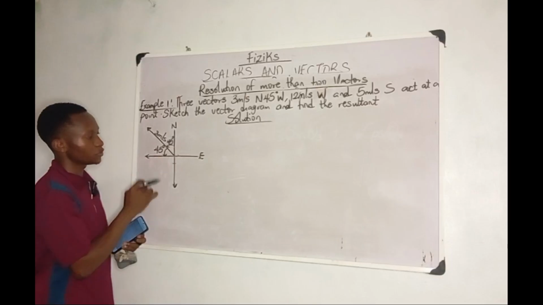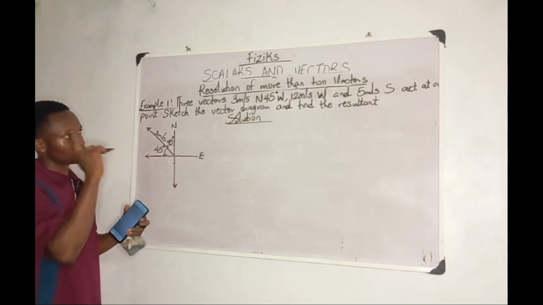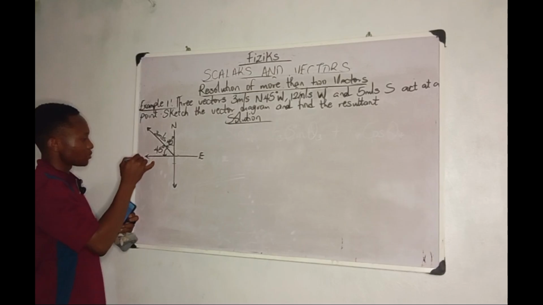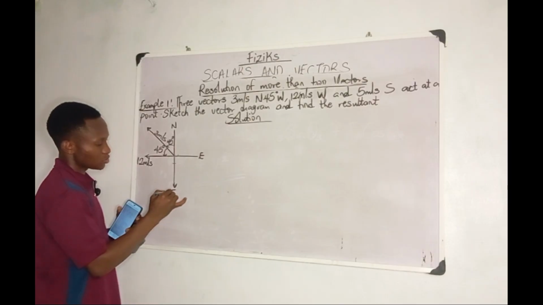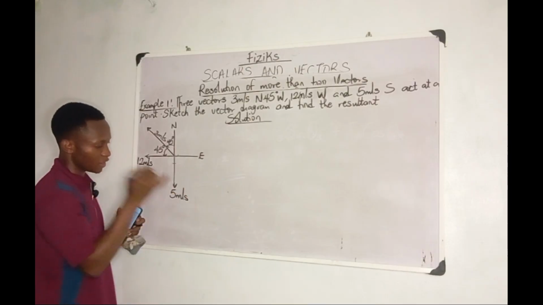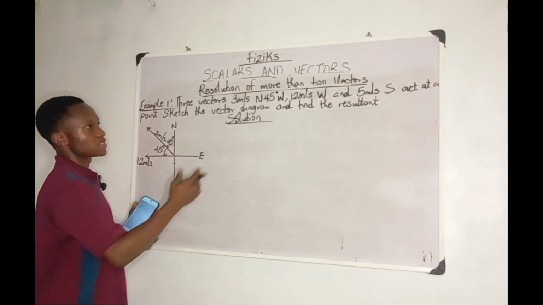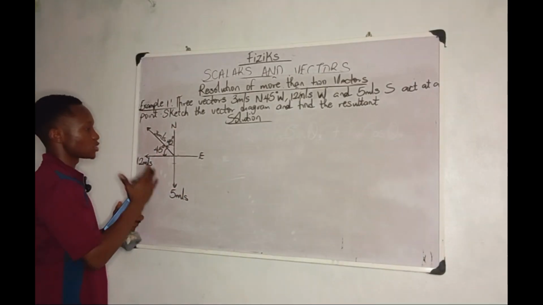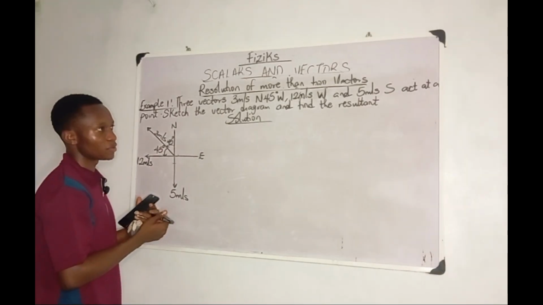Okay, now if you come to the next one, 12 meter per second west, I'm going to be writing my 12 meter per second here. And the other side, because of the south, I write my 5 meter per second. Very simple. Let's proceed. So they said we should sketch the vector diagram, which I've done entirely. And the next thing is they say we should find the resultant.